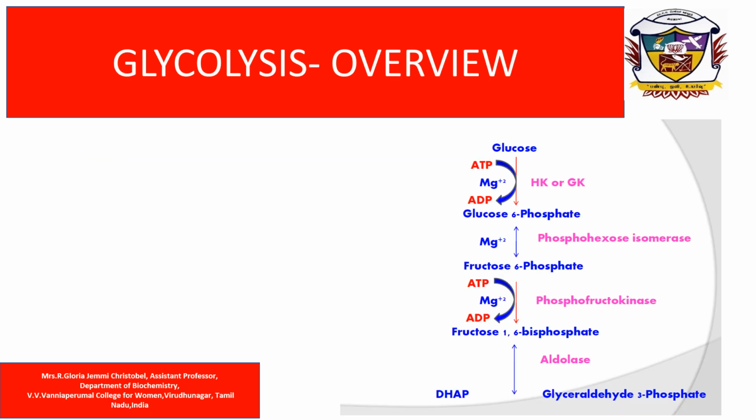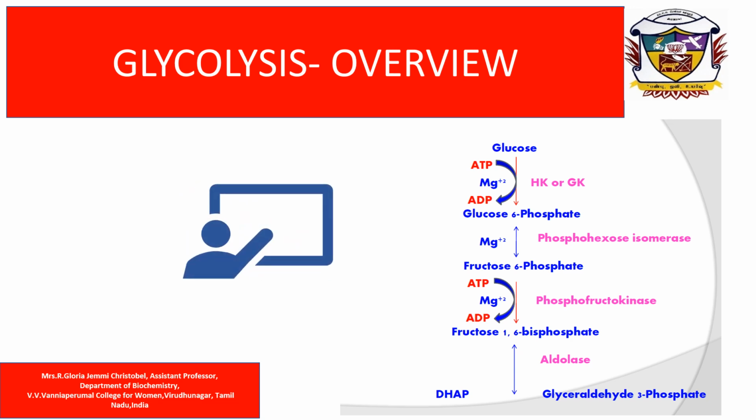So coming to the overview of the pathway, the first input molecule, glucose, is converted into glucose 6-phosphate, and then glucose 6-phosphate is converted into fructose 6-phosphate. You can see the enzymes which I have shown in violet color. Fructose 6-phosphate is converted into fructose 1,6-bisphosphate. So during the first 3 steps, energy, that is ATP molecules, is consumed.